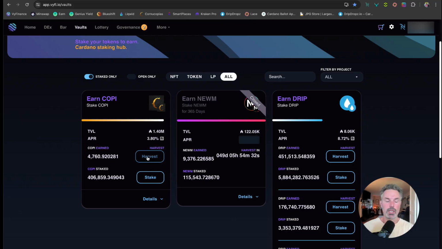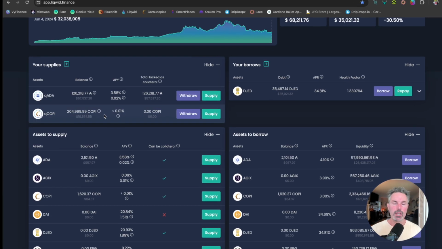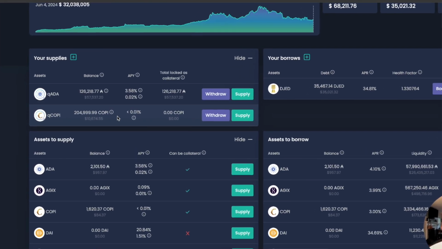I'm going to now take that Cornucopius and harvest it. We're going to see it, we're going to look at it. I'm going to harvest it off the exchange, off the DEX. We're going to then supply that in the market created at Liquid Finance.